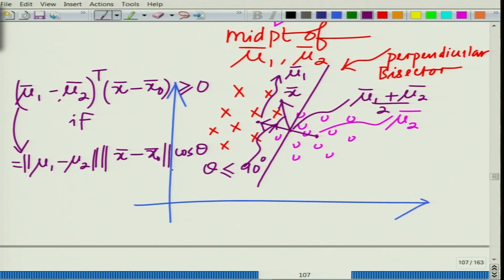If this angle lies between 0 and 90, this is positive, which means it will be classified as C1, and you can clearly see this angle, I am sorry, I have to say this angle, minus 90 degrees less than or equal to theta less than or equal to 90, that is x bar lies anywhere on this side of the hyperplane, right. So, this is greater than or equal to 0 if x bar lies on the side of mu 1 bar.